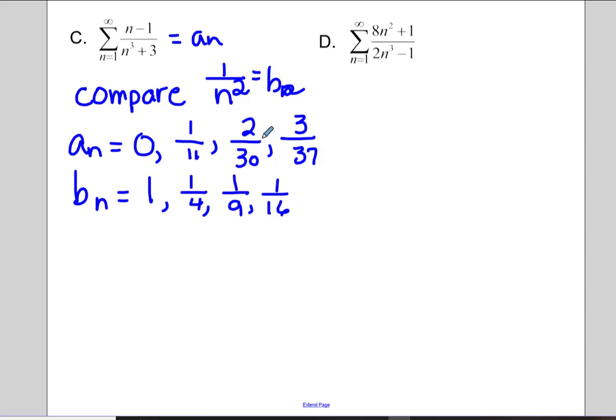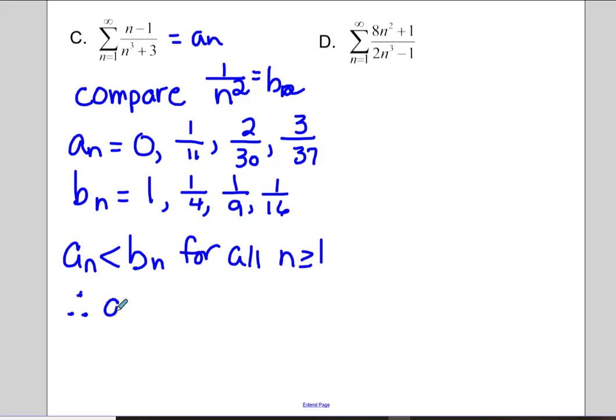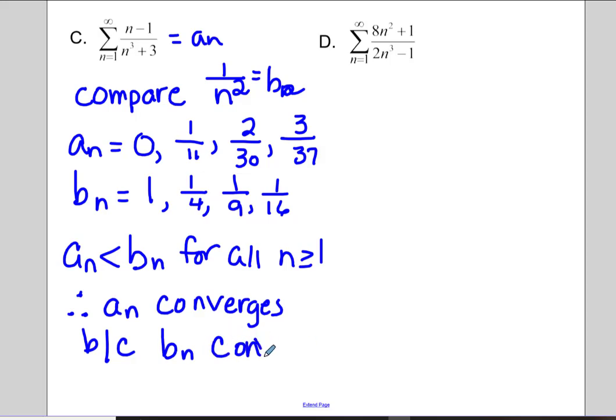So looking at this progression, we have positive numbers, and a sub n is less than b sub n for all of our values greater than or equal to 1. That tells us a sub n converges because b sub n converges. We saw that in our last lesson, 1 over n squared, the p-series test.